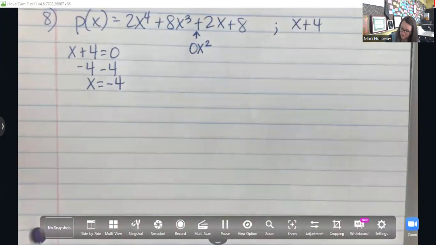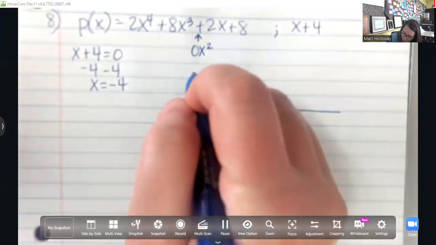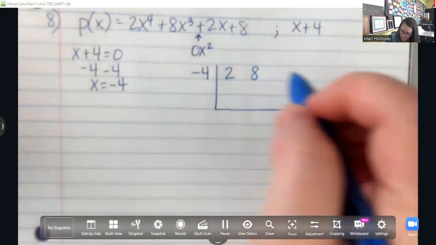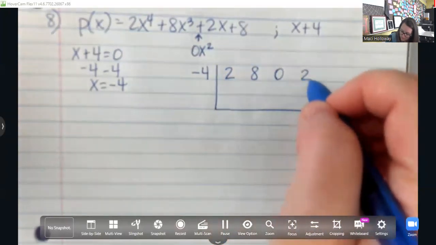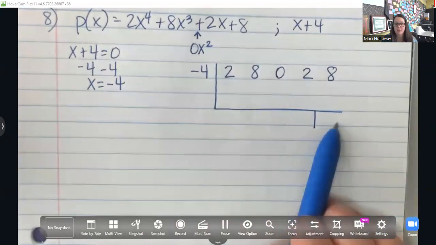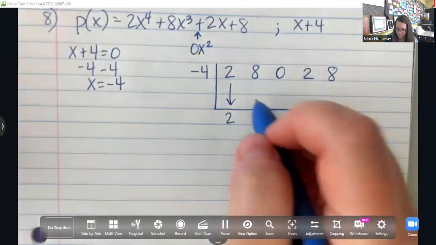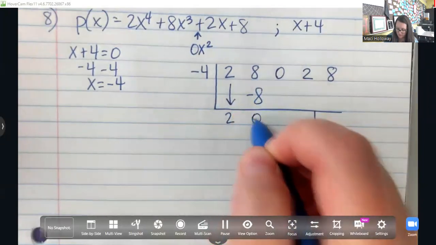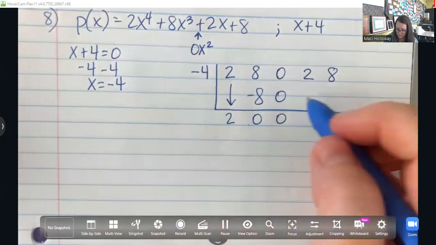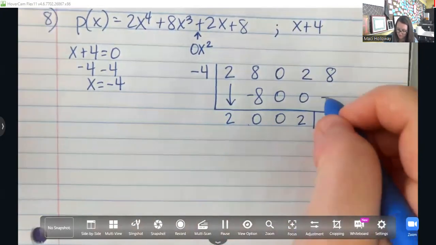All right, let's set this up. So we have the little upside down guy here. We're going to plug -4 out here, and we're just going to use our coefficients. We have 2, 8, 0, 2, and 8. And under this last term, I'm going to put a little line, and this tells me what my remainder is. So we'll bring down the 2. -4 times 2 is -8. Oh, that's nice. 0. -4 times 0 is 0. We have another 0. -4 times 0 is 0. 2 plus 0 is 2. And -4 times 2 is -8.